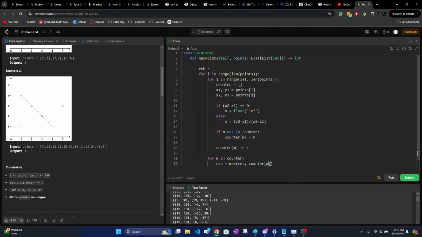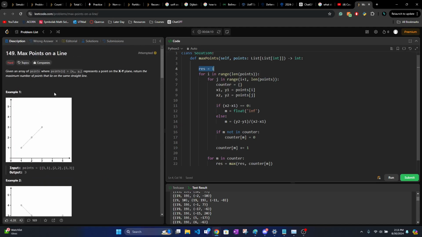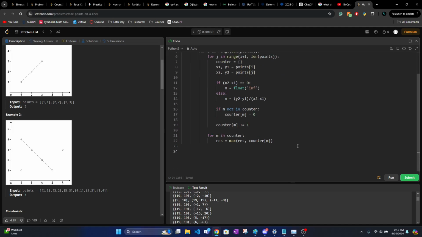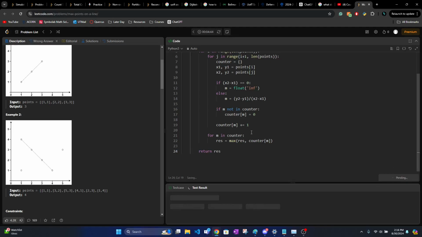So we started our result off at 1 because we know we're always going to have 1 point minimum on the line. Now we're checking all the slopes and how many points have the same slope compared to the point we're checking. And then we compare that with our current result and get the max because we want the max points on the line. Now let's try and return res of this.